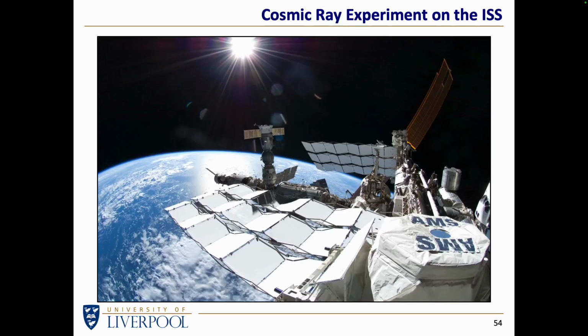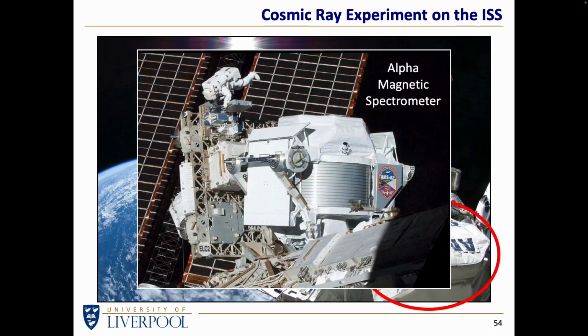There are other cosmic ray experiments around. For instance, there's one on the International Space Station called AMS. That stands for Alpha Magnetic Spectrometer. You can see the size of it compared to the astronaut in the top left. It's a big thing, and its job is to basically monitor how many cosmic rays are arriving. Of course, the ISS is essentially above the atmosphere. It's very thin air up there, so it's monitoring how many primary cosmic rays are arriving.